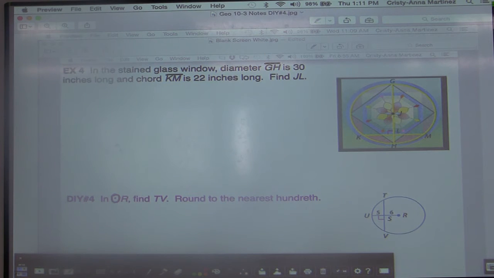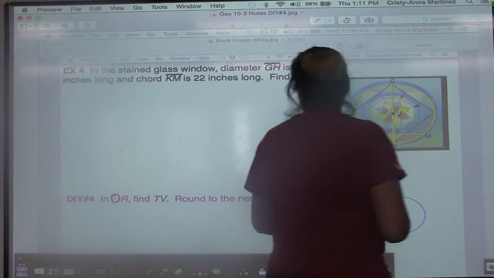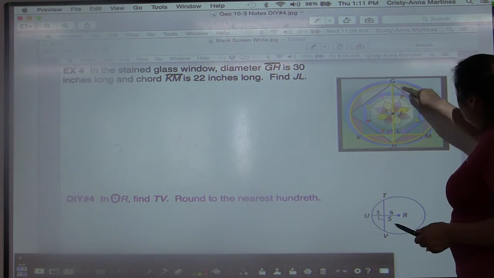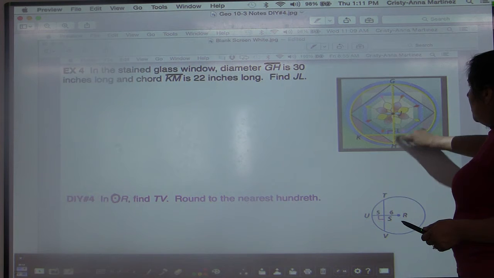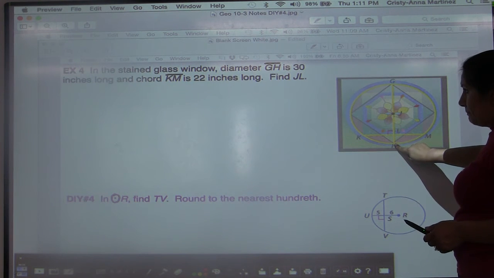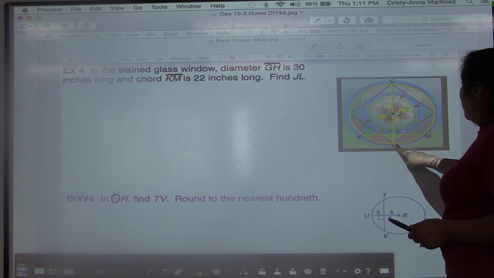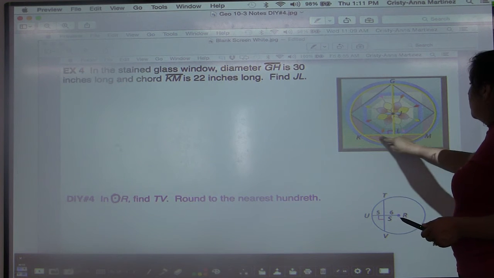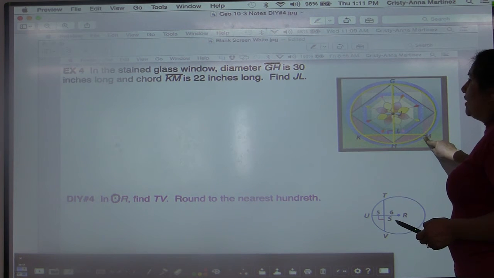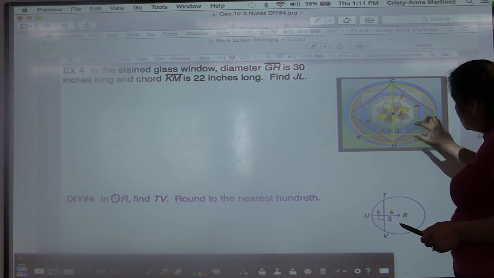In example 4, it says, in the stained glass window, diameter GH is 30 inches long. So here we have G to H, and that's 30 units long. And then chord KM is right here, chord KM, and that's 22 inches long. And they want us to find JL.